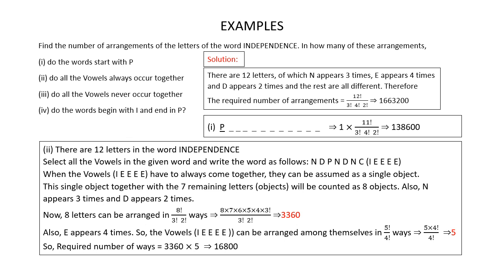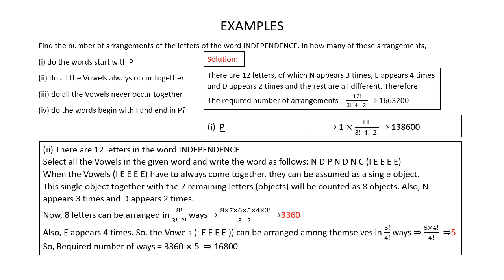Now in the word independence, N appears 3 times. So N can be arranged in 3 factorial ways. E appears 4 times, so E can be arranged in 4 factorial ways. And D appears 2 times, so D can be arranged in 2 factorial ways. And the rest are all different. So here the repeat factorials are 3 factorial, 4 factorial and 2 factorial.